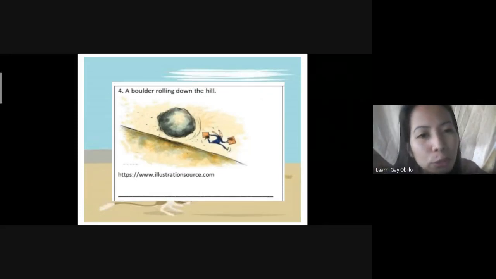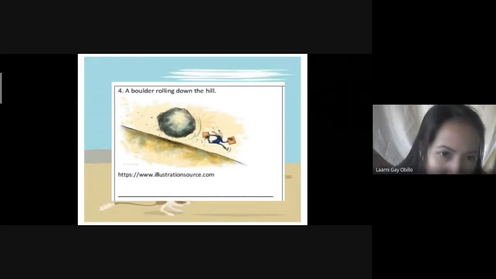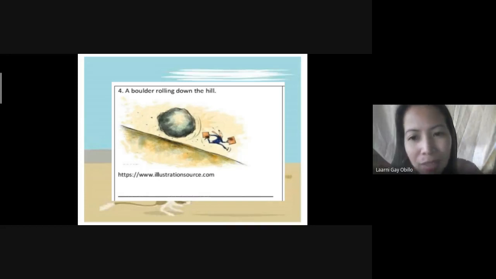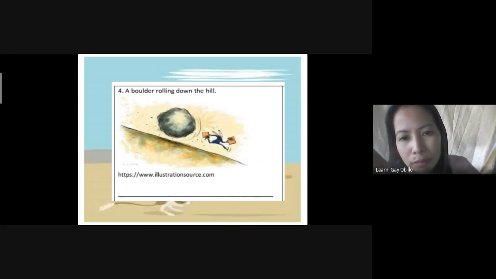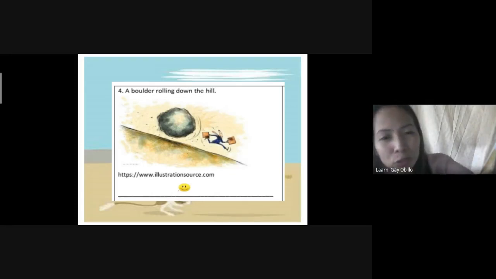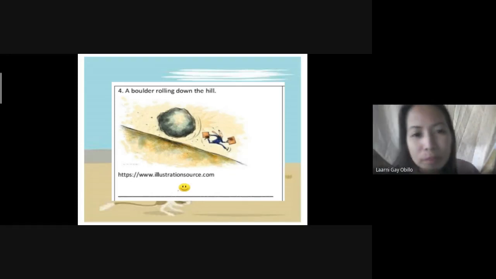Okay, number 4, a boulder rolling down the hill. Yung malaking bato na gumugulong pababa sa hill. Happy face or sad face? Sagot ni Miguel ay happy. Si Mario ay sagot ay sad face. Okay, tingnan natin sinong tama sa kanilang dalawa. Si John Mark, ang sagot ay sad face. Answer is happy face. Okay, may acceleration pa rin siya, kasi habang bumibilis yung paggulong ng boulder pababa sa hill, pabilis ng pabilis. Kasi pababa siya.